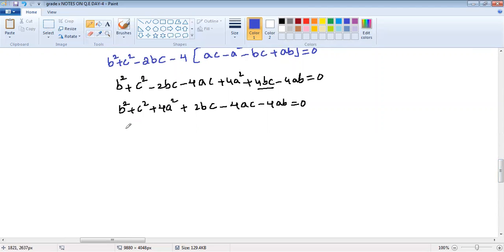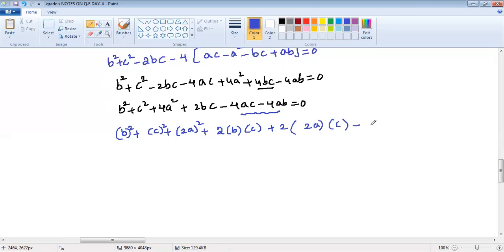Then can I write it as b whole square plus c whole square, then 2a whole square, then 2 into b into c, plus 2 into, in this both what is common? What is the common letter? Sir, a. a is common, right? So 2a into first one c, then 2 into 2a into b. But here we have minus, so that a will carry minus. Got it?